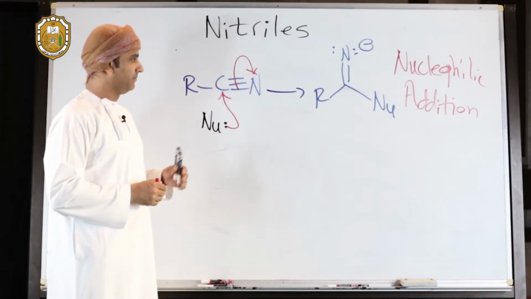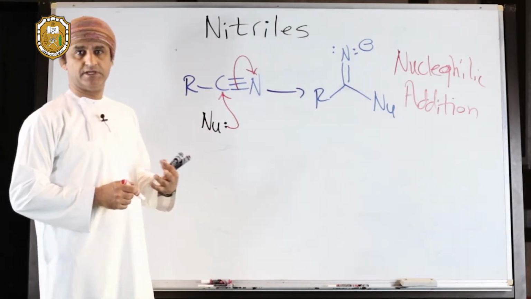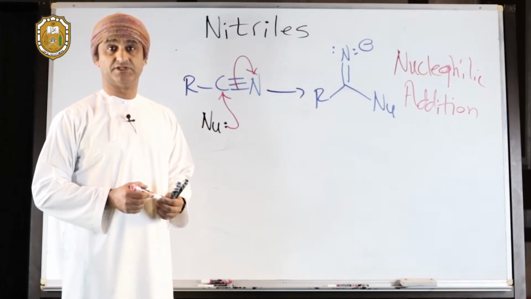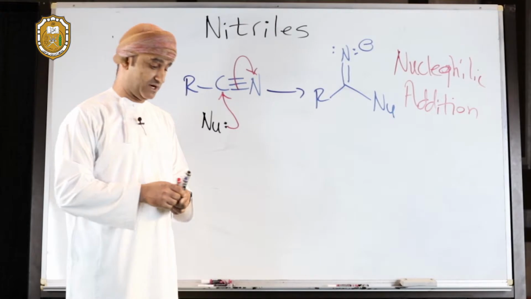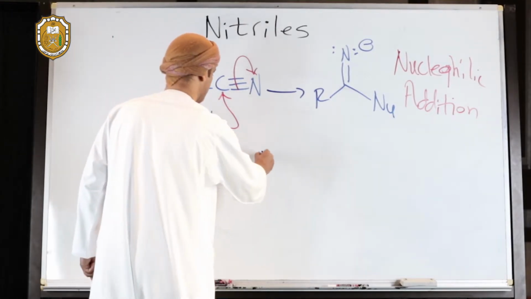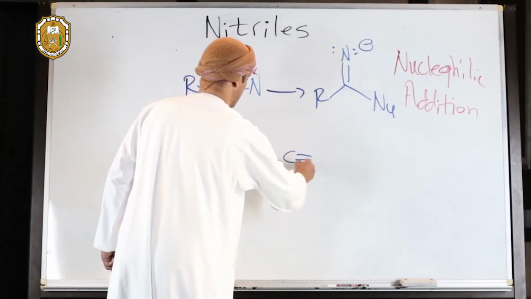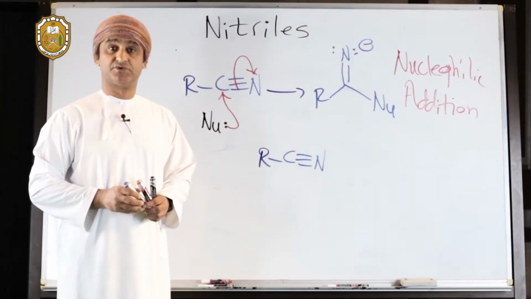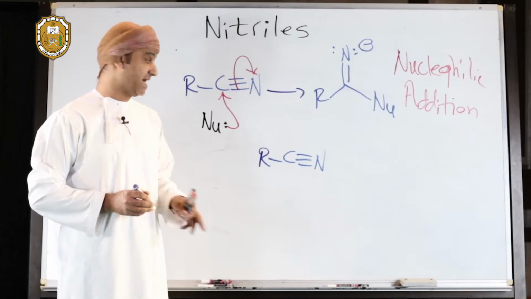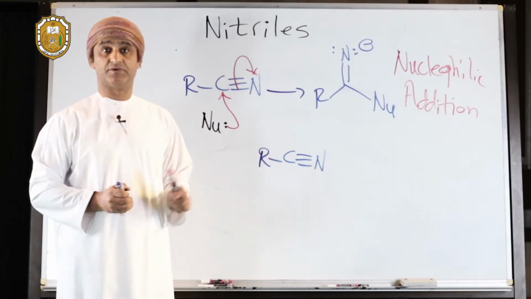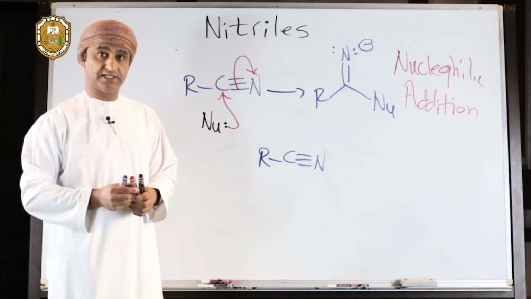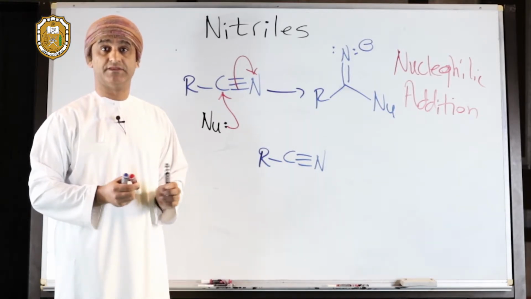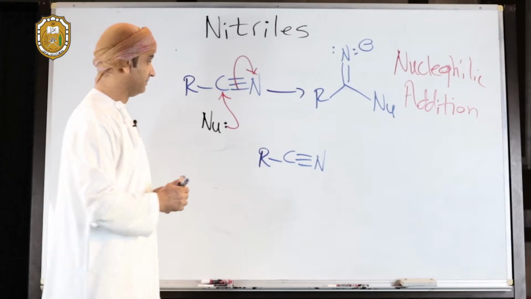Now, how can this be used in organic synthesis, or in other words, what are the applications of this nucleophilic addition reaction of nitriles? So this is again the general structure for nitriles. Nitriles get attacked by nucleophiles such as Grignard reagents. So Grignards attack this electrophilic carbon, the electrophilic site in nitriles, to actually give, interestingly, ketones. And again, that's a very, very useful reaction.